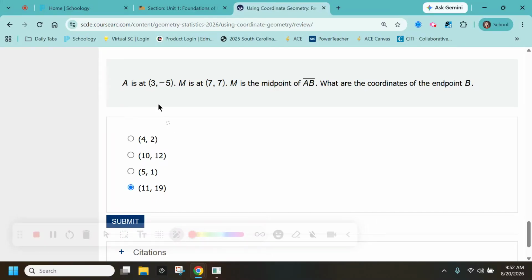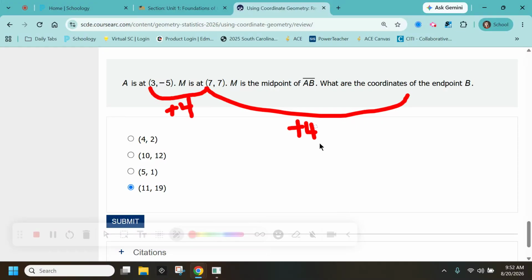Final question, if A is at 3, -5, M is at 7, 7, M is the midpoint of A, B, what are the coordinates of the endpoint B? So to get from A to the midpoint, for our X coordinates, so from 3 to a +7, we add 4. So now to get from 7 to the endpoint of B, we would have to add 4 again. So 7 plus 4 is 11.